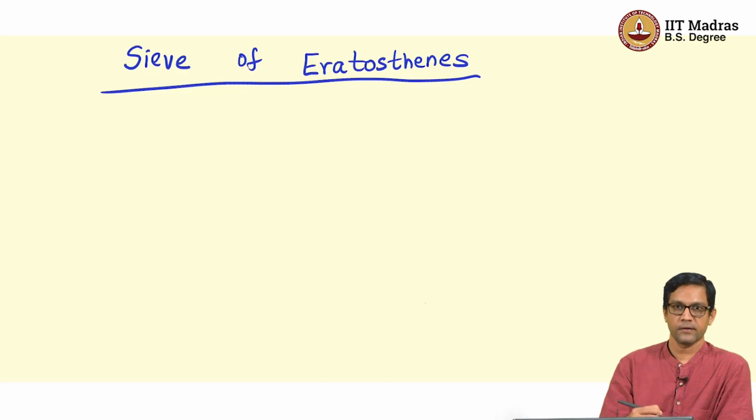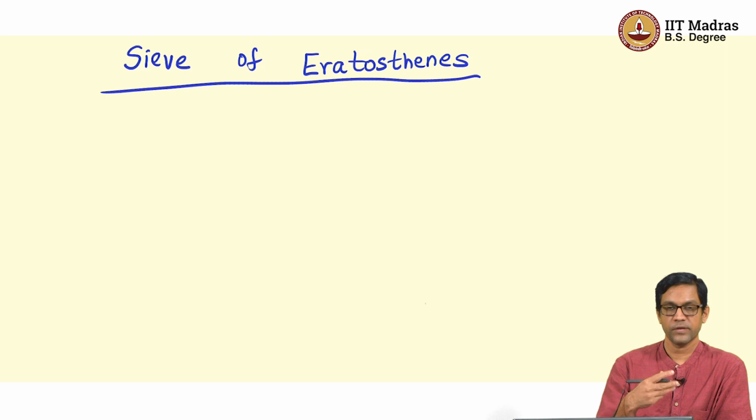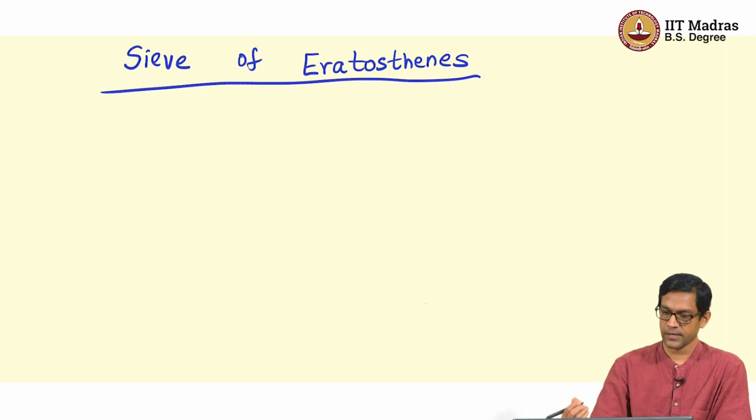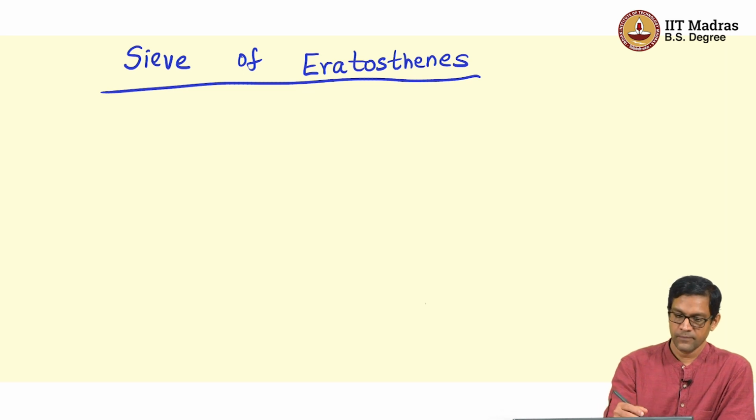Earlier we looked at a way of computing the number of prime numbers from say 1 to 120 by using the principle of inclusion and exclusion. This basic idea goes back a very long time to the Greek mathematician Eratosthenes, and his idea was the following: in order to find out which are the prime numbers, you begin by just writing all the natural numbers one after the other.